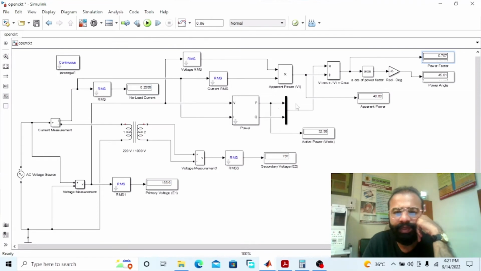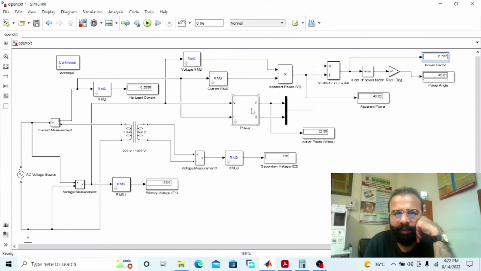Now you can see this is the power factor, which is the cosine phi naught, the no load power factor of the LV winding, which is the primary winding energized from this AC supply. This is the primary voltage, which is measured by this voltmeter connected in parallel across the supply side. This is giving us 155.6. Secondary voltage is 707.